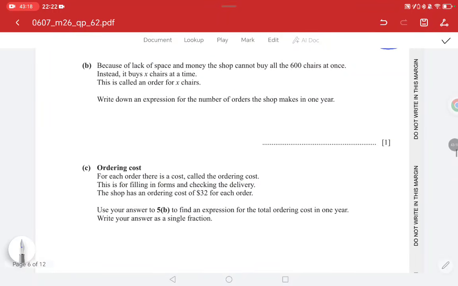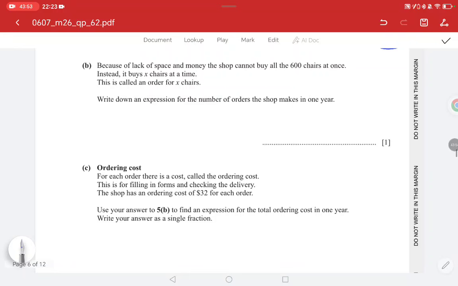Next one, because of lack of space or money, the shop cannot buy all the 600 chairs at once. Instead, it buys X chairs at a time. This is called an order for X chairs. So they will order many times per year, because they have no space and not enough money, of course. So write down an expression for the number of orders the shop makes in 1 year.